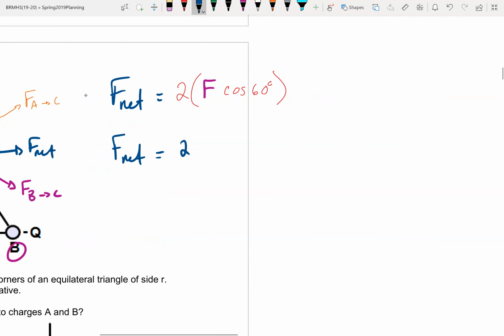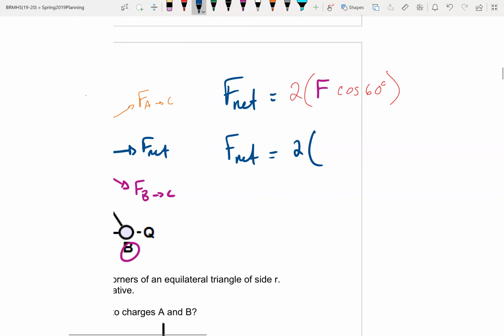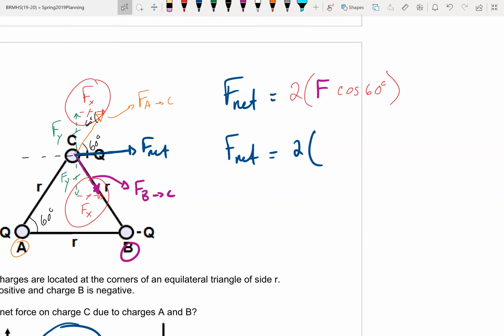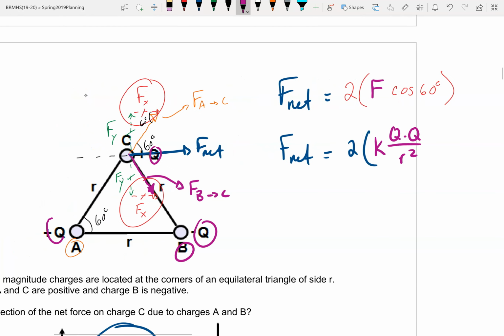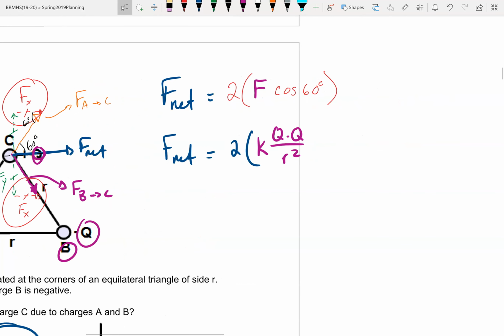So this becomes 2 times, let's look at our Coulomb's law again. Our electrostatic force F is going to be k times q and another q over r squared. My q's are, I got a negative q and a positive q and another positive q and a positive q, so it's just the amount of charges, positive q, and the cosine of 60 degrees. Cosine of 60 degrees is going to be 1/2.